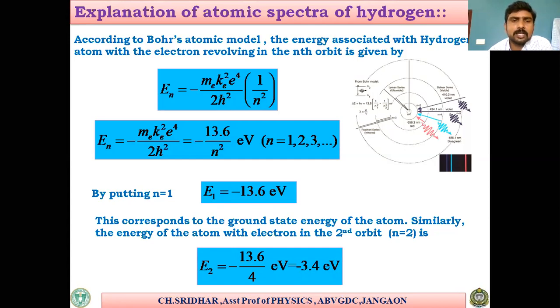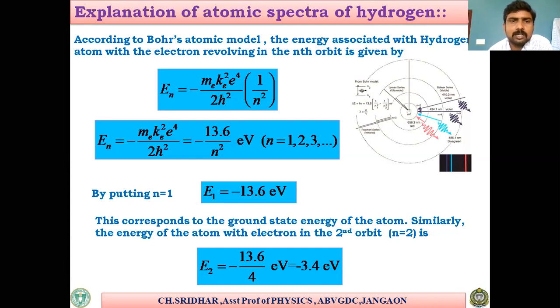Likewise, if you calculate the energies of the next orbits, E3, E4 and so on, and consider n equals infinity, you will get E infinity equals, as n is in the denominator, 1 by infinity goes to 0. So the energy of the infinite orbit is equal to 0. That means we are getting higher energy states as we move away from the nucleus.